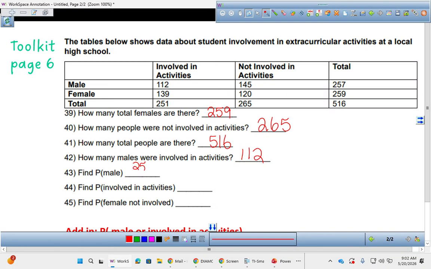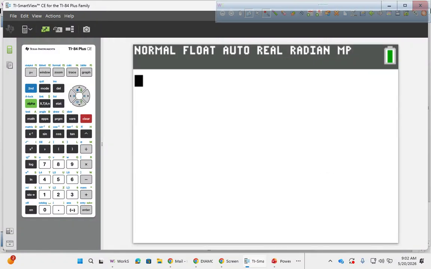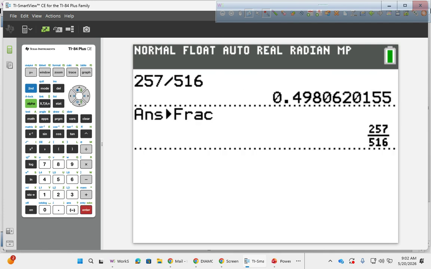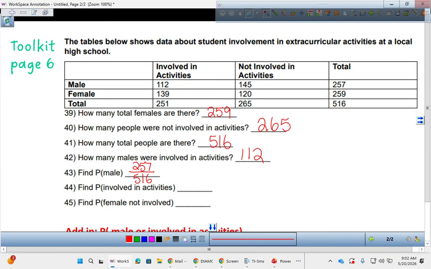over how many people are there? Well, Seth just told us there was 516, right? If you can simplify these fractions, you need to. So I'm going to type that into the calculator. 257 divided by 516. Math, enter, enter. It doesn't reduce, it doesn't change. So I'm just going to leave that as is.